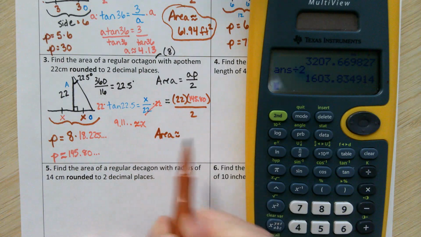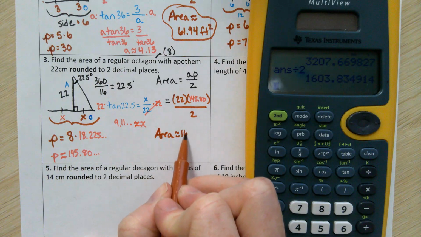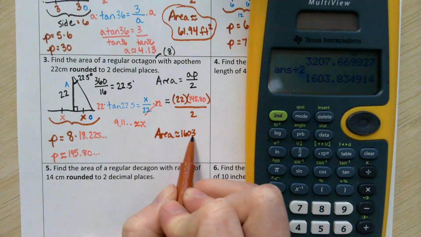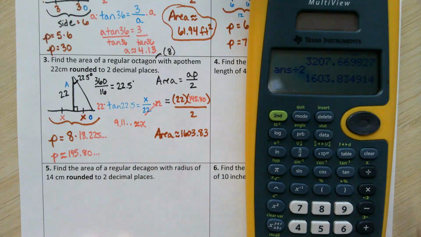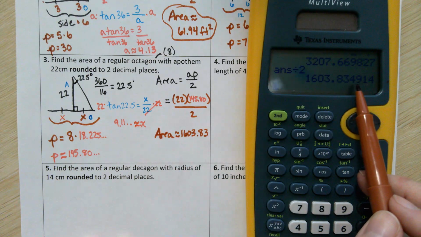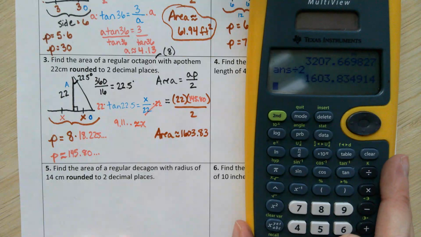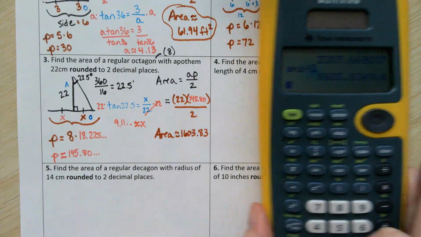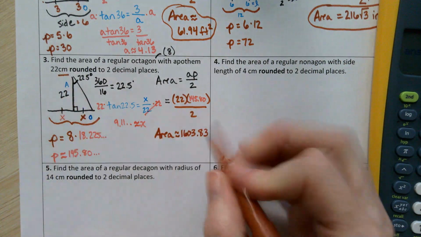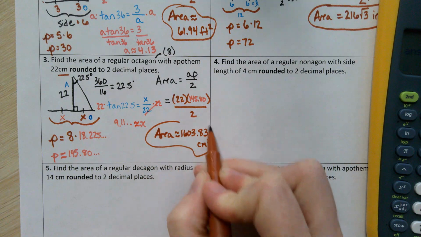So area now is going to be rounded to 2 decimal places, which means it's 1,603.83. I notice that's really close to rounding up, so I imagine that if we had not been careful with our rounding error, we might have gotten a different answer out of that. So the goal is to try to avoid rounding till the very end of the problem by using your calculator carefully. Units on this one is centimeters, so that's going to be square centimeters.